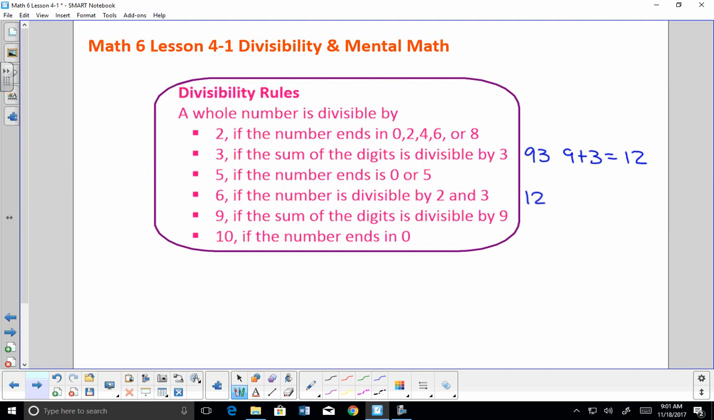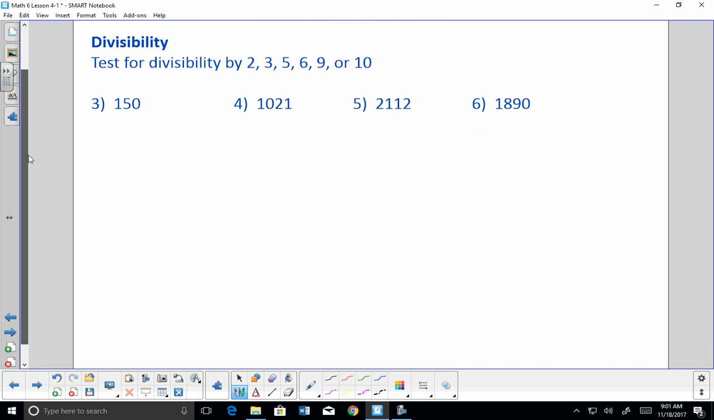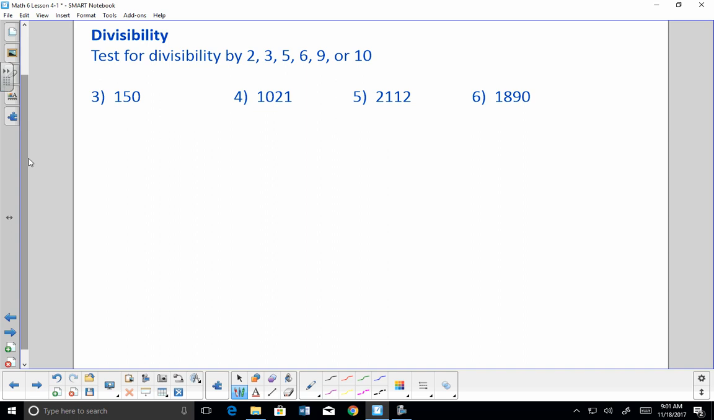Okay, so let's look at some numbers. We're going to test for divisibility by 2, 3, 5, 6, 9, or 10. The easiest way to do this is literally go down the list. I'm going to look at this. Is my number divisible by 2? Well, it ends in a 0, 2, 4, 6, or 8, so yes, it's divisible by 2.